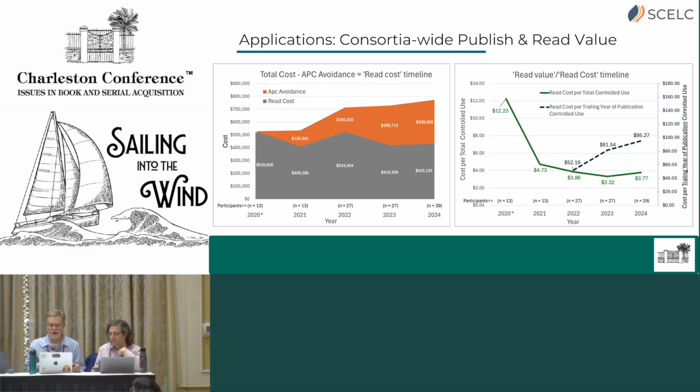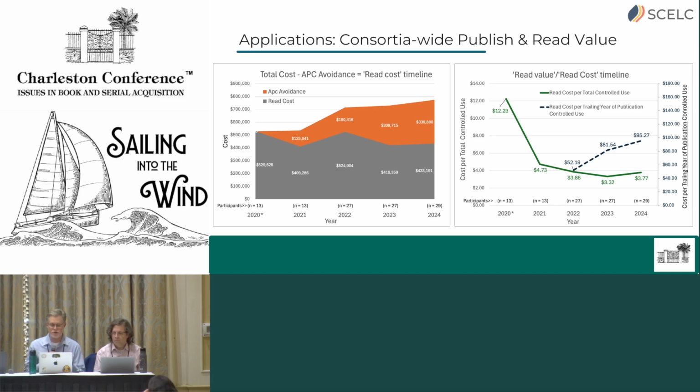and that's because we're separating out the read costs, and I'll say how we do that in just a second. So the hashed line is the cost per trailing use year of publication. Use is still increasing, although it does increase much less dramatically than when we only look at the overall value, or the read value of the overall cost of the agreement.